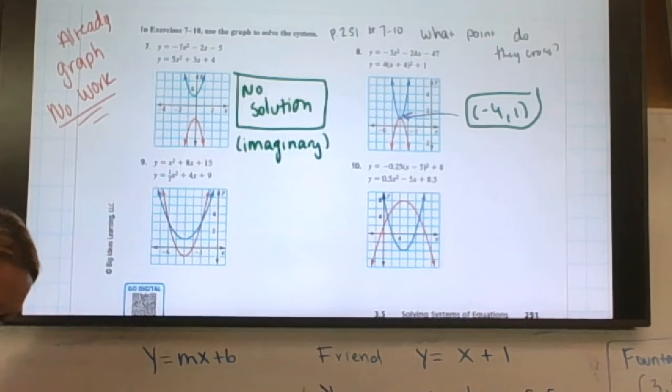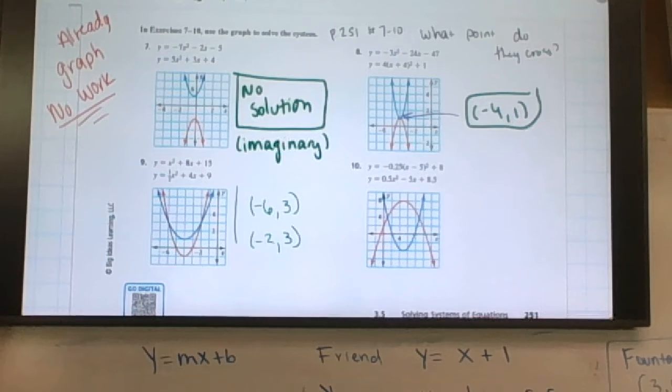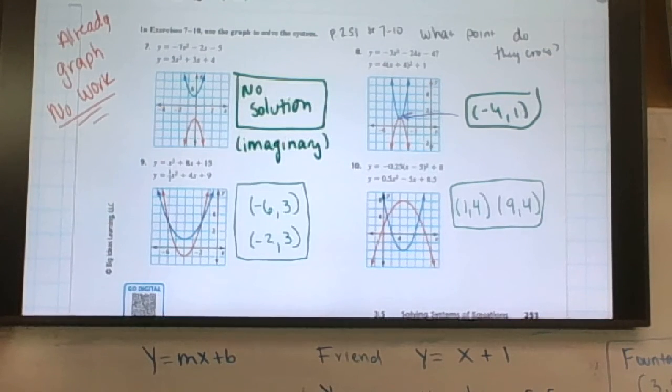Number 9, I see 2 solutions. There's one at -6, 3, and another at -2, 3. And number 10, these go by 2s, so it's 1, 4, 4, 6, 8, 9, 9, 4. Already done for you. Just matching the points of intersection.